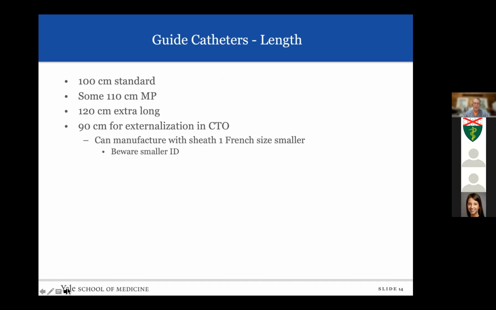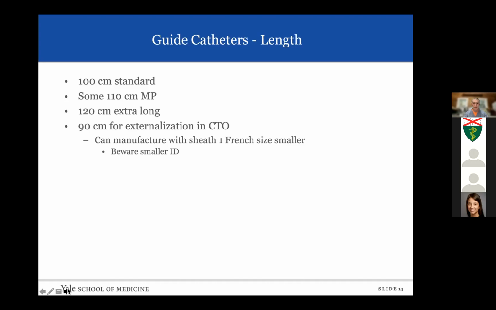And there are also 90 centimeter guides, which we have typically for going distally through vein grafts, or if you're going to use them to externalize a wire in a chronic total occlusion, because it allows more wire length to be visible outside the body.